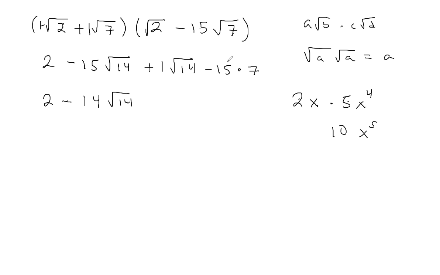And then let's see, 15 times 7 is 105. And then lastly, 2 minus 105, so that's going to leave us negative 14 root 14, and that would be minus 103. Cool, hopefully that helps.